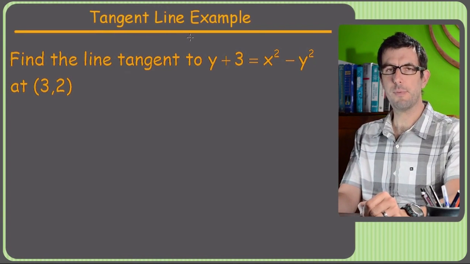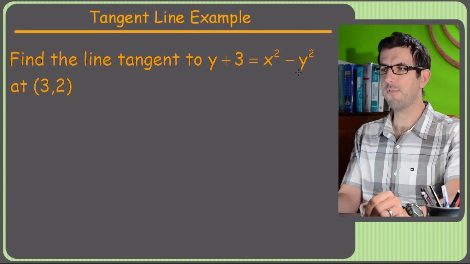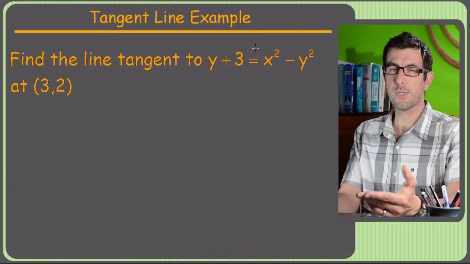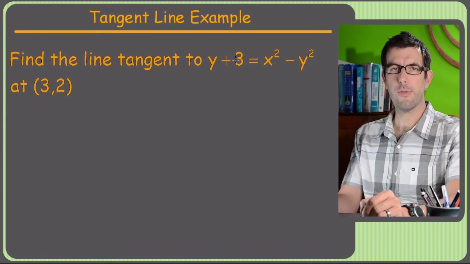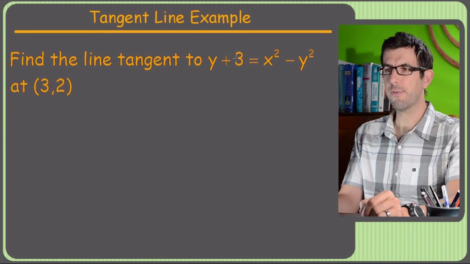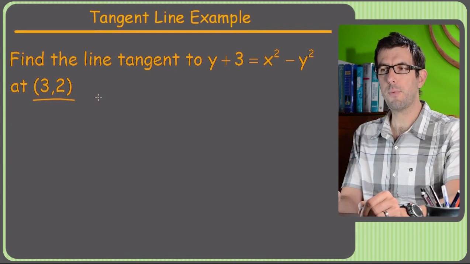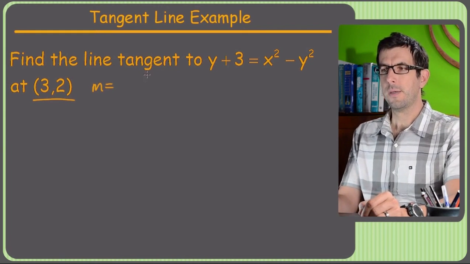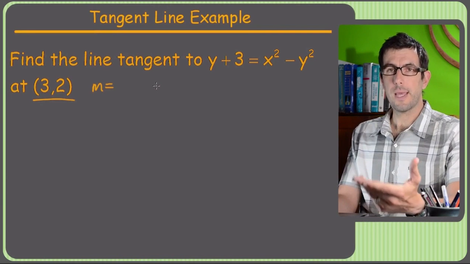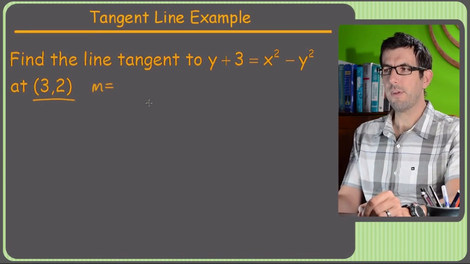All right, tangent line example. Once again, we're looking at something funky here. I have no idea what this graph is. That last one was actually a circle, but I have no idea what this one is. Doesn't matter though, because we can just use implicit differentiation. Once again, they gave me a point, so I just have to find my m. That's all I need.